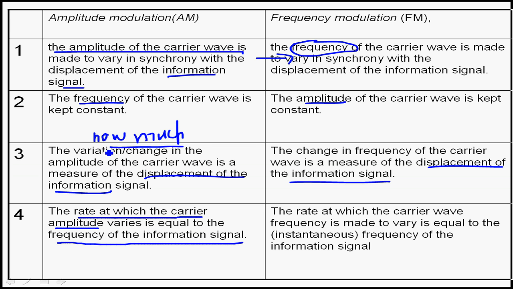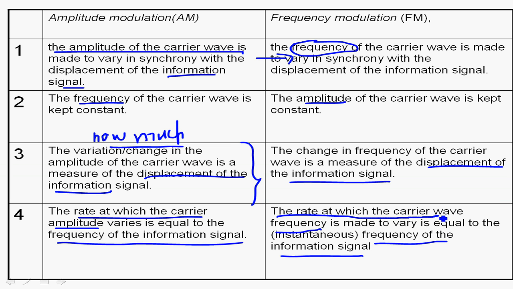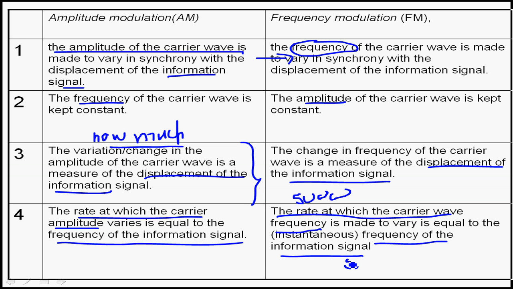The variation depends on voltage and everything, so we'll look at it later. The rate at which the frequency of the carrier wave is varied is equal to the frequency of the information signal. So if you want to get the frequency of the information signal, you look at how many times the carrier frequency is varied. If the carrier frequency is varied 5,000 times in a second, then your information signal has a frequency of 5 kilohertz.